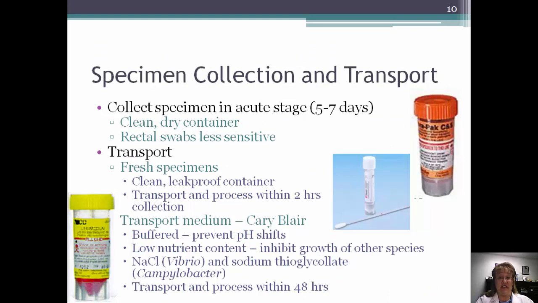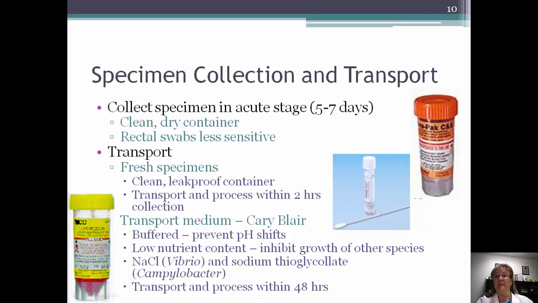Let's discuss specimen collection and transport. Obviously, you want to collect specimens during the acute stage of disease, usually within the first several days, in a clean, dry container, remembering that while they may be more convenient, especially for children, rectal swabs usually are less sensitive in isolating organisms. Transport is always important. If you're transporting fresh specimens, you really want them to get to the laboratory within 2 hours of collection, again, because your organisms do begin to die.